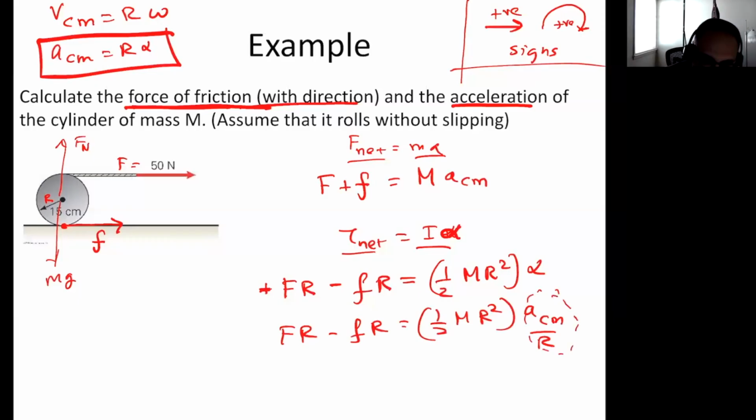All right, so I can clean this equation up a little bit. I can divide both sides by R, and that gives me capital F minus little f is equal to, all the R's cancel out, 1/2 m ACM. So I got two equations.